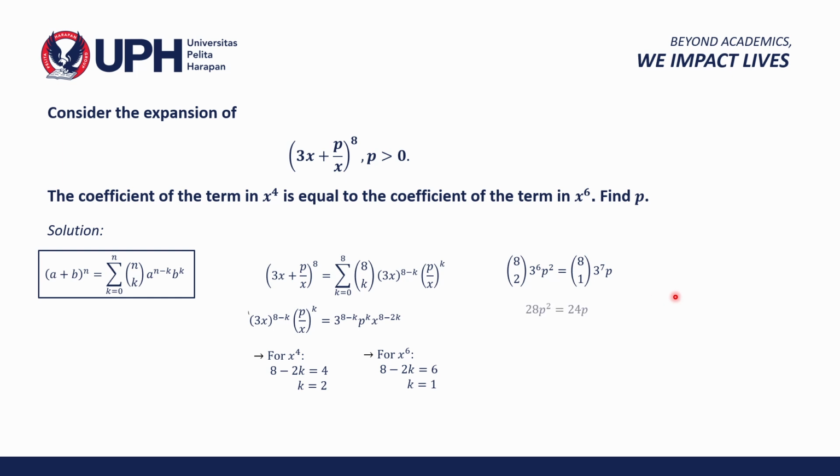Solving this equation, we get p equals 6 over 7. So this completes the solution for both the trigonometry and binomial expansion problems. Thank you for listening.